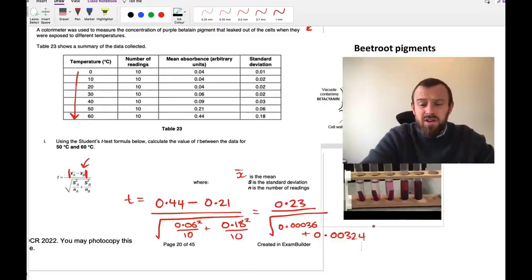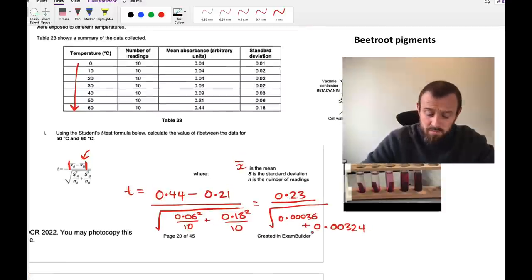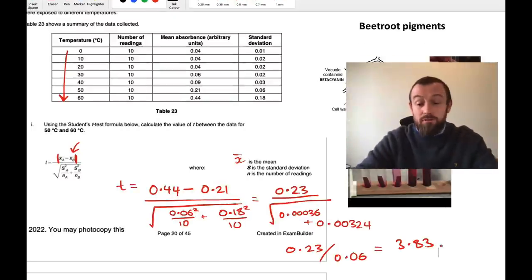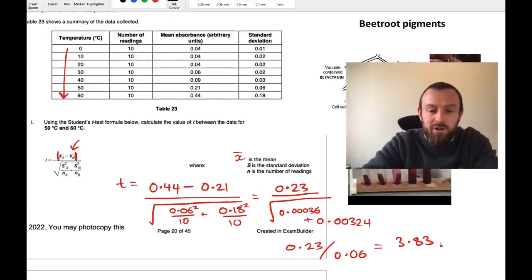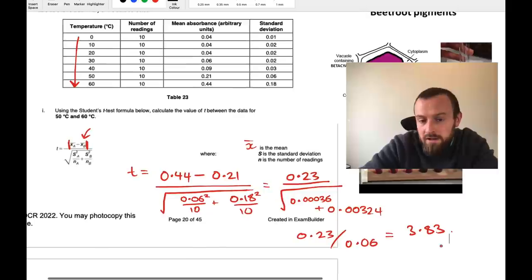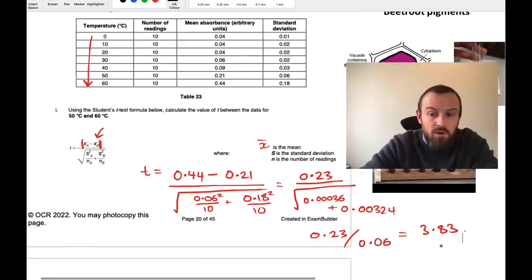Okay, so there it is. It's 0.23 divided by the square root of these two very small numbers. Let's add those together. So that's equal to 3.83, which is the right answer. I'm glad I got there. You just have to work through the calculation, but it was worth 3 marks. So well done if you got this.